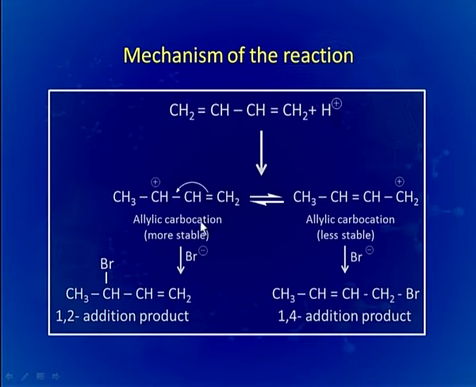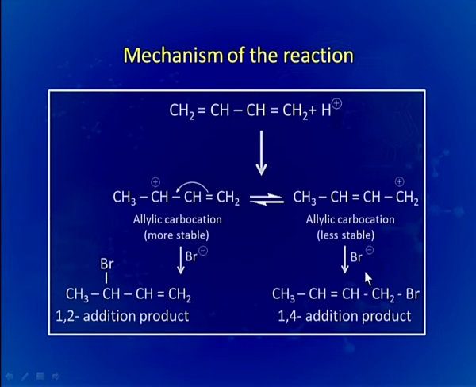But this allylic carbocation is more stable, as we can see from here, because this positively charged carbon atom is substituted with a plus I effect group. Therefore, this is much more stable in comparison to this allylic carbocation where there is no electron donating substituent present. Therefore, at low temperature, the rate of formation of the 1,2 addition product will be very fast and we will get the 1,2 addition product as the major product.